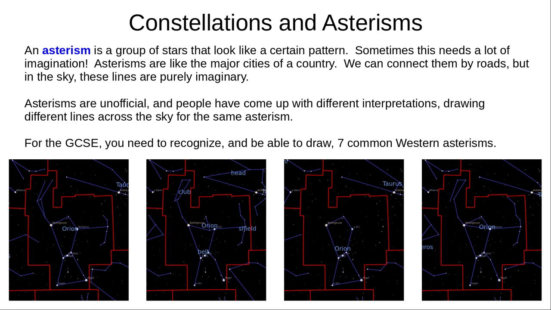Here you can see 4 common modern versions of Orion. The official constellation boundaries remain the same, but the unofficial asterism lines are different. For the GCSE, you need to know, recognise and be able to draw 7 common Western asterisms.